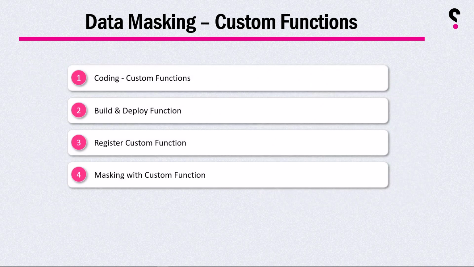Now, to be able to do that, we're going to go through a few steps in this tutorial. Firstly, we're going to go into Visual Studio and code our own custom function. We're then going to build that function and deploy it. We're going to register our custom function inside the Enterprise Test Data portal. And then finally, we're going to perform our masking by leveraging the custom function that we have.